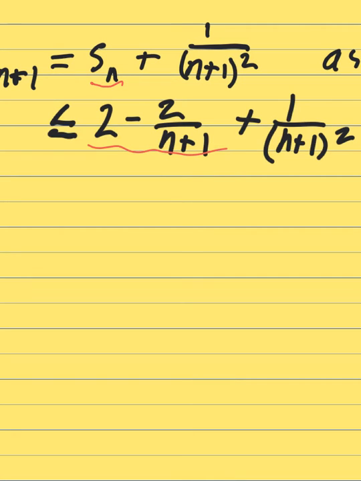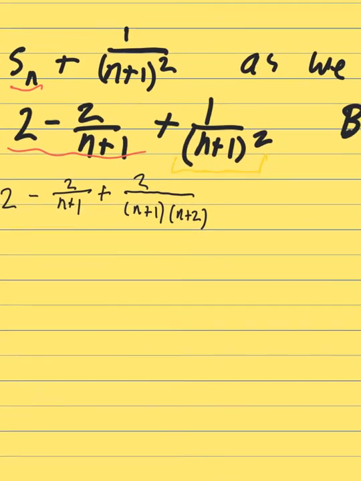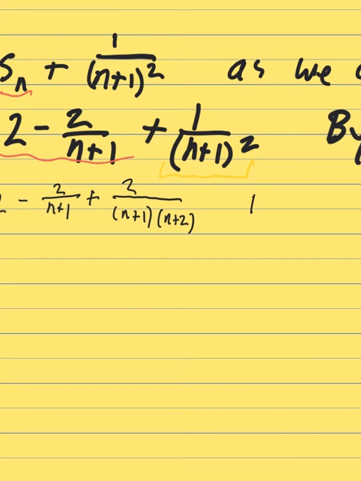So I know something about this. Let's use that I know something about that. So that is strictly less than? Less than or equal to. So I'm leaving this alone. 2 minus 2 over n plus 1 plus 2 over (n plus 1)(n plus 2). And that was by step 2.